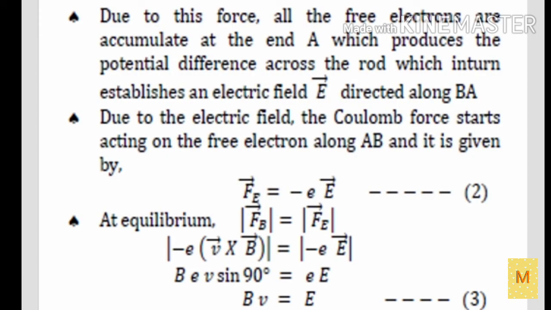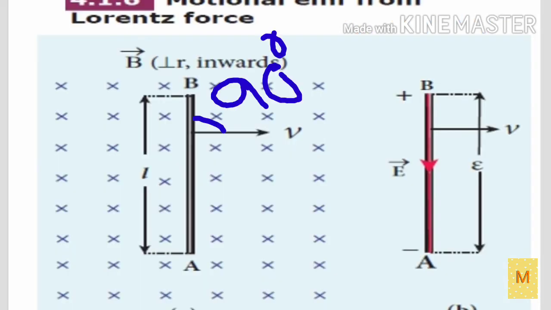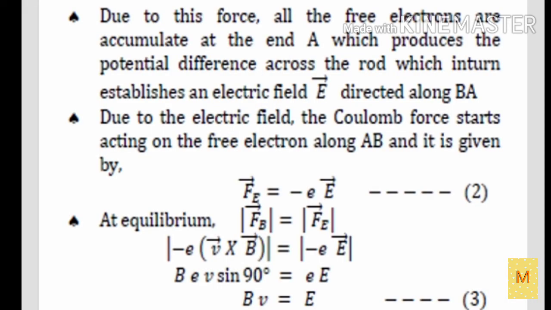So the cross product must be replaced by sine by introducing the sine angle. So this left hand side term will become B e V sine 90 degree, because the angle between V vector and B vector is 90 degree, which is equal to e into capital E. So this will become BV is equal to E, because sine 90 will become 1. This is equation number 3.